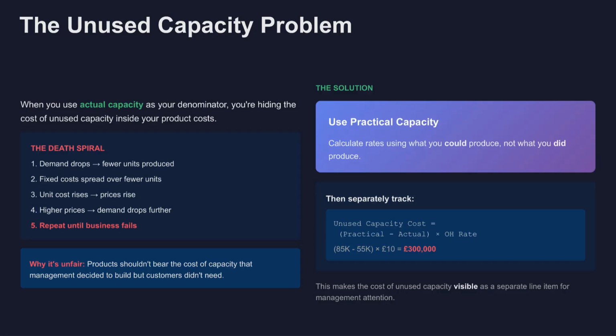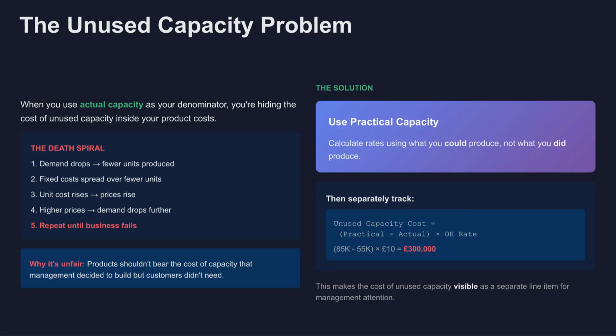The solution is to use normal or practical capacity for overhead allocation, which keeps product costs stable and separately identifies idle capacity costs as a management issue rather than hiding them in inflated product costs. Notice the highlighted recommendation for practical capacity, emphasizing internal decision-making.